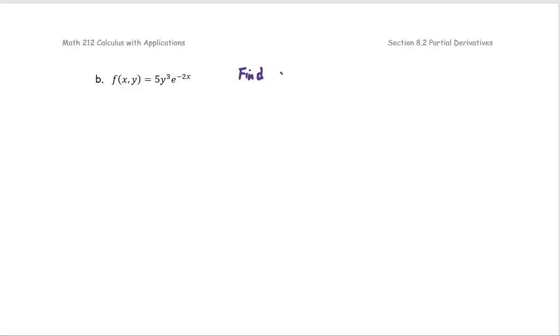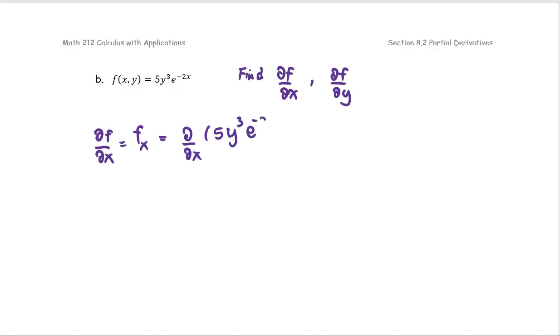To find the first partial derivative of the function with respect to x and the first partial derivative with respect to y. The first one, the partial with respect to x, or f subscript x, is the partial derivative of 5y to the third e to the negative 2x. And this one is about the x here involving the e. Then we're going to treat 5 and y to the third as a constant.